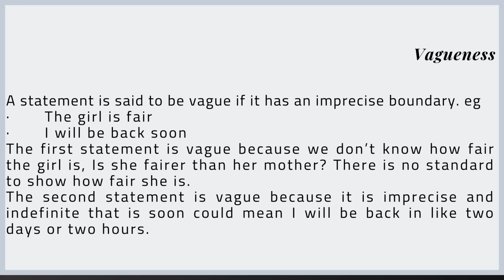Vagueness. A statement is said to be vague if it has an imprecise boundary. Example, the girl is fair. The statement is vague because we don't know how fair the girl is. Is she fairer than her mother? There is no standard to show how fair she is.